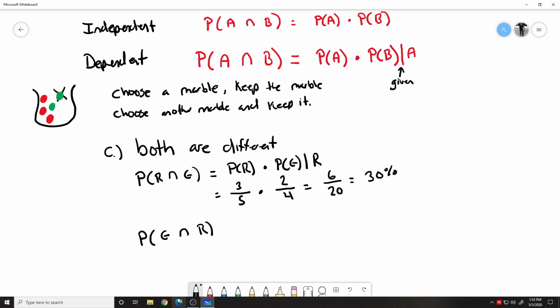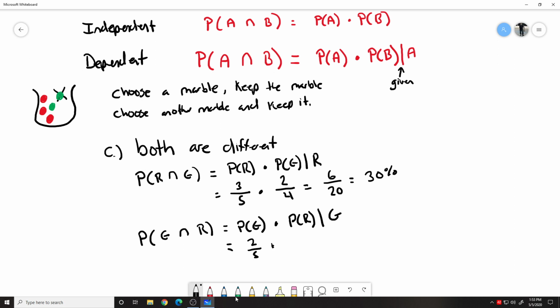So it could happen that way as well. So we better figure out that one. In that case, this would be the probability of getting a green first, multiplying that by the probability of getting a red, given that we had green on the first pick. So the probability of getting a green is 2 out of 5.